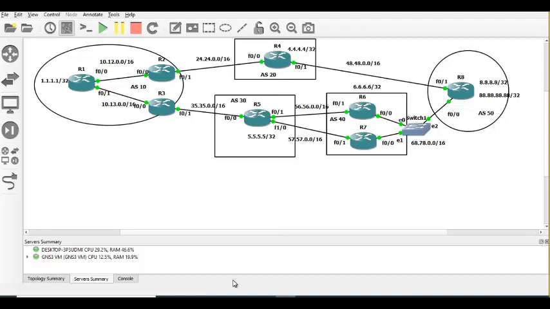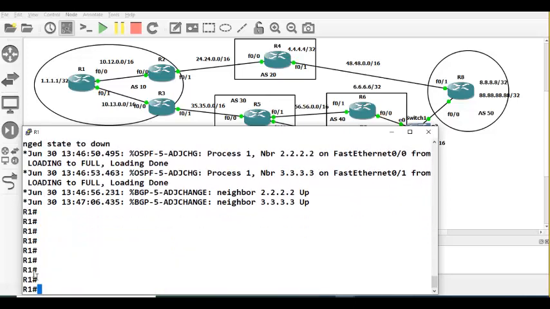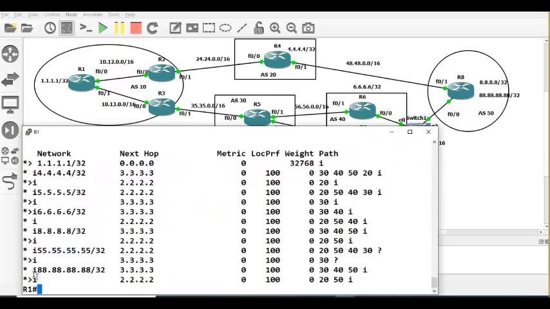Next, let us do an exercise with local preference. Let's start with weight. Let us do an exercise with weight. I'm on router 1. Show IP BGP. You can see that there are two paths available to reach network 8.8.8.8 and 88.88.88.88, and router 1 prefers to go via router 2 to reach 8.8.8.8 and 88.88.88.88.